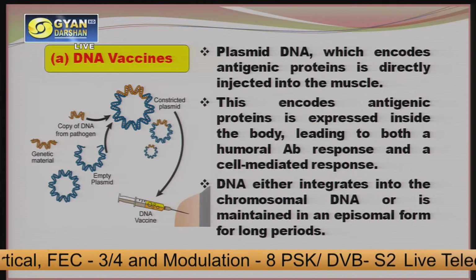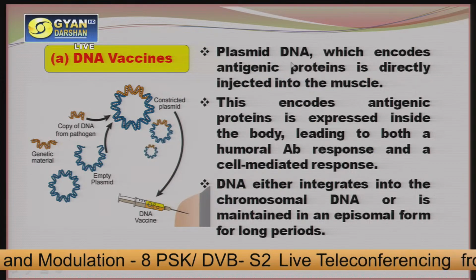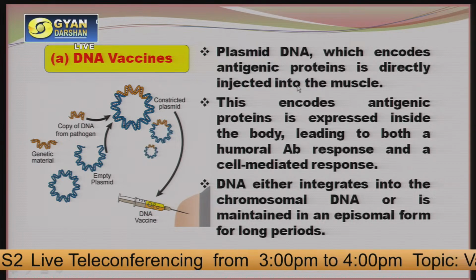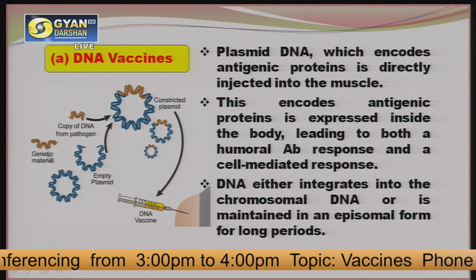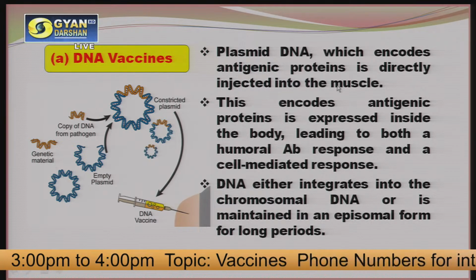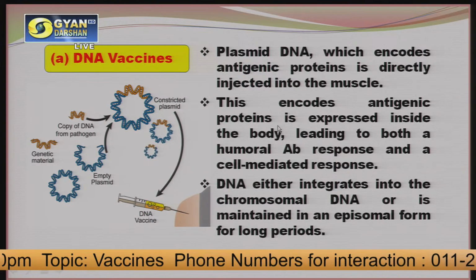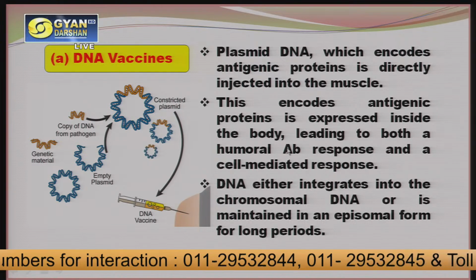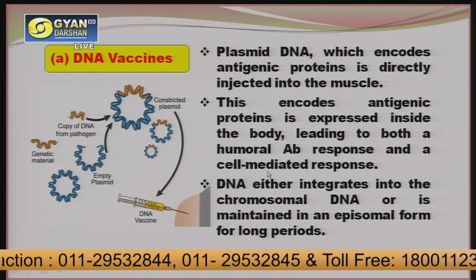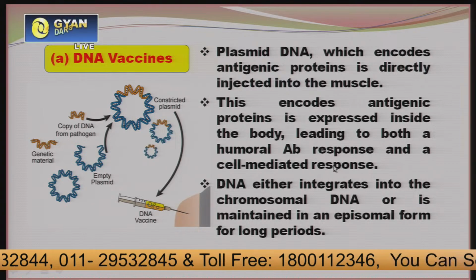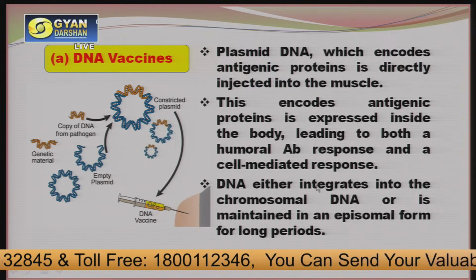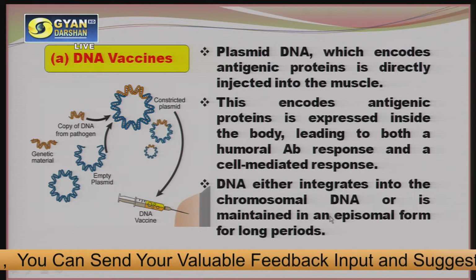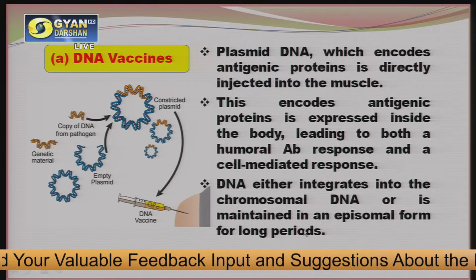It is DNA vaccines. In DNA vaccines, the plasmid DNA, which encodes the antigenic protein, is directly injected into the muscles. The encoded antigenic protein is expressed inside the body, leading to both the humoral antibody response and the cell mediated immune response. The DNA is either integrated into the chromosomal DNA, or it is maintained in an episomal form for a long period of time.